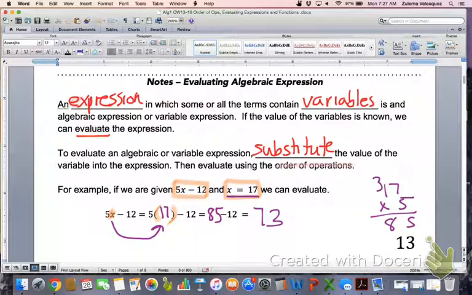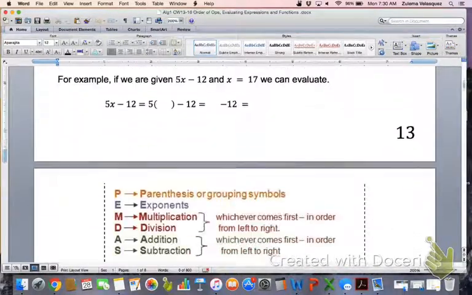All we're doing is replacing the letter's value for its actual numerical value. And then we just simplify using that order of operations. Let's go ahead and move on.